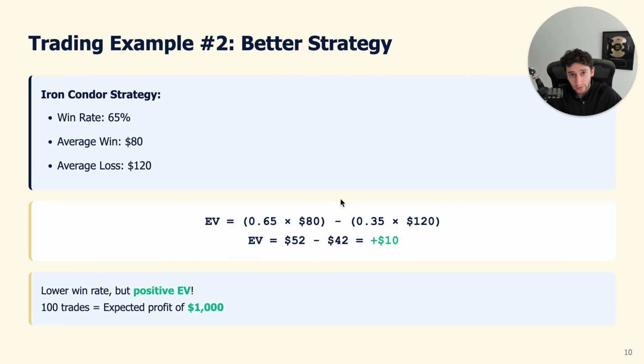Now, the better strategy, let's say you have an iron condor strategy where it has a 65% win rate, where the average win is $80, the average loss is $120. Well, if you do the math here, you have a positive EV of $10, which means if you continue to take this exact trade over time, you are expected to make money. And that, in a matter of averages, over 100 trades, you're expected to make $1,000.